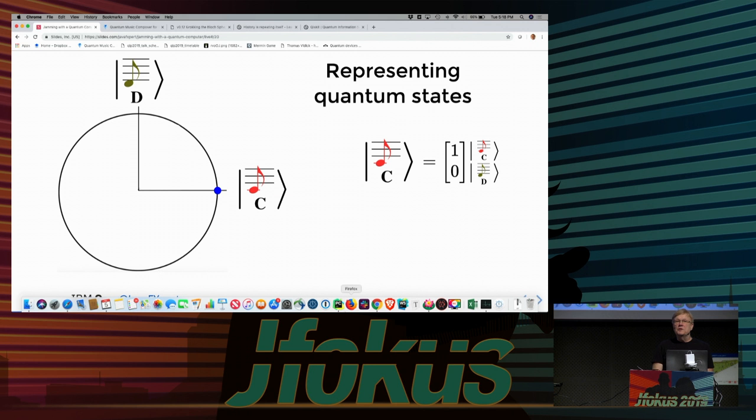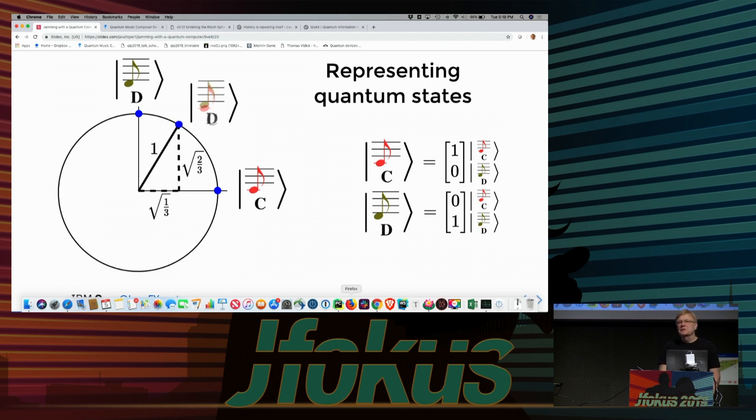So what would the vector be that represents the D? Somebody tell me the two numbers in the vector that would represent the D to prove that you're tracking with me. 0, 1. Very good. Very binary. This is awesome. Okay, so now we've got this other state.